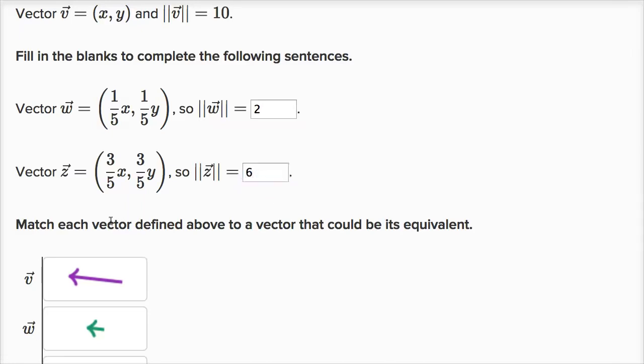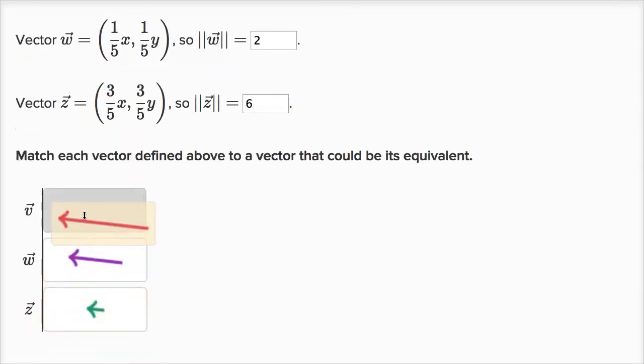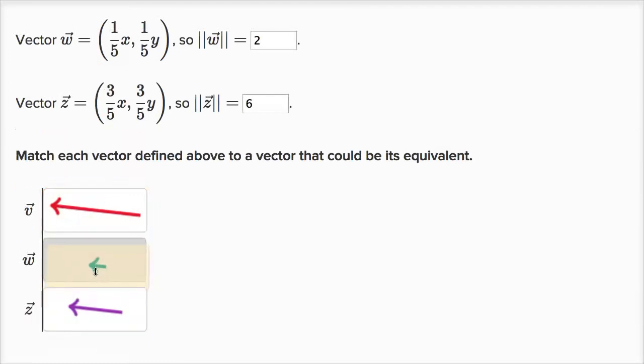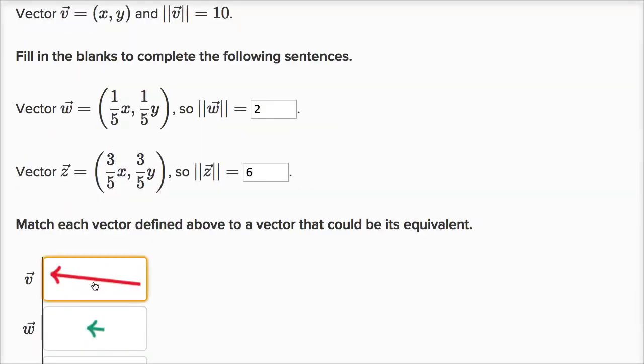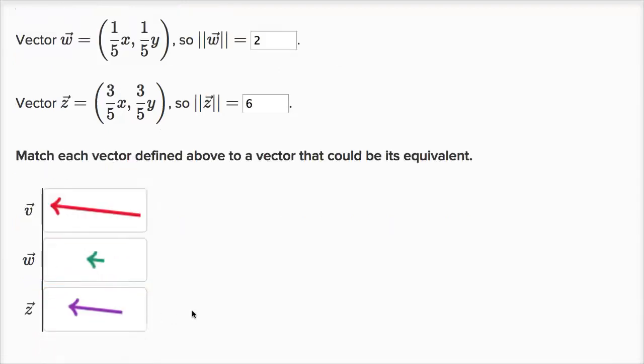All right, then they say match each vector defined above to a vector that could be its equivalent. So here the vector with the largest magnitude is vector v. So this would be vector v. And the vector with the smallest magnitude is vector w. It's 1/5 the magnitude. So this has a magnitude, should be 10. This should be 1/5 of that, which is a magnitude of 2, and it looks like that. And then this should be 3/5 of the 10, which is a magnitude of 6, and that looks about right. So I feel good with what we have filled out. So hopefully that gives you a sense of how to tackle these types of example problems.